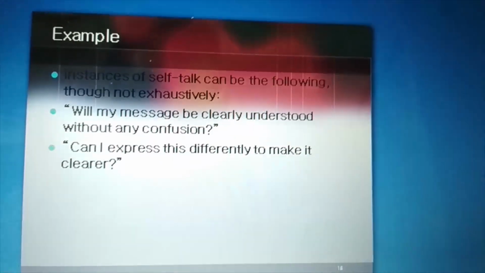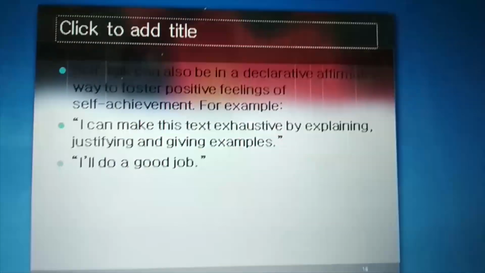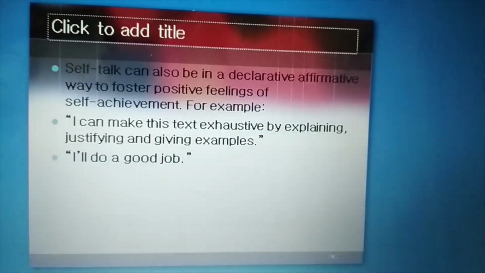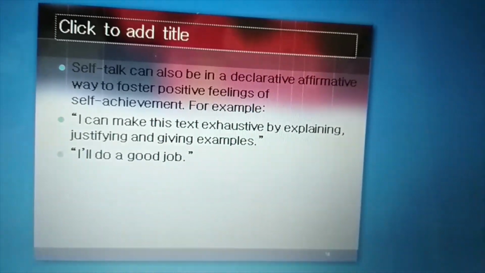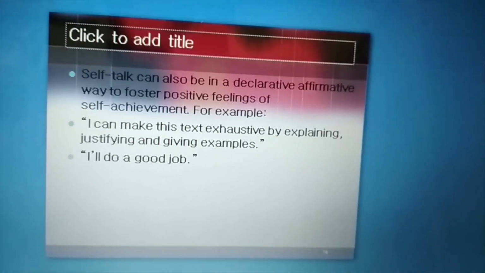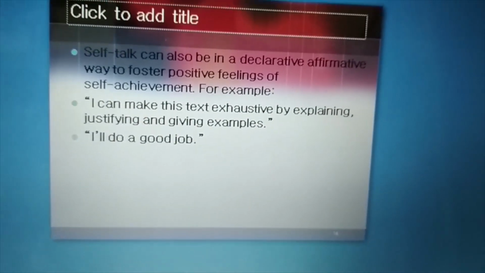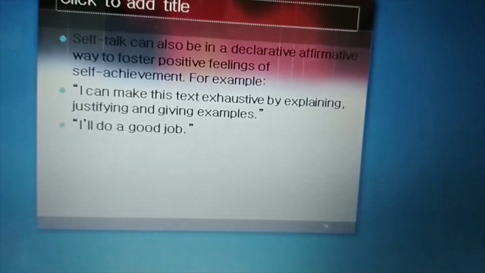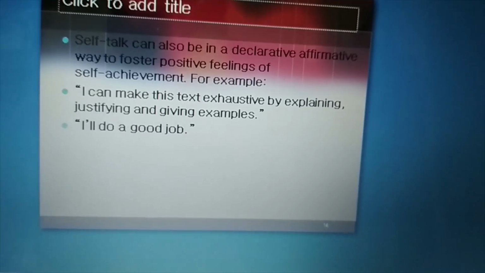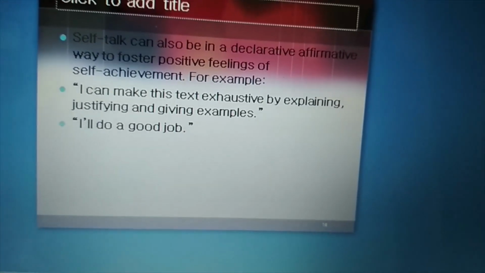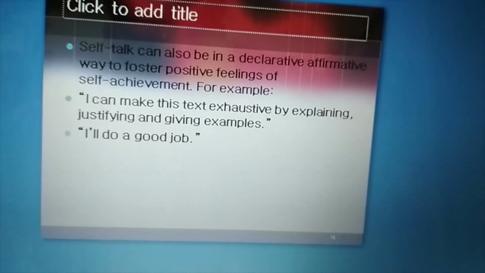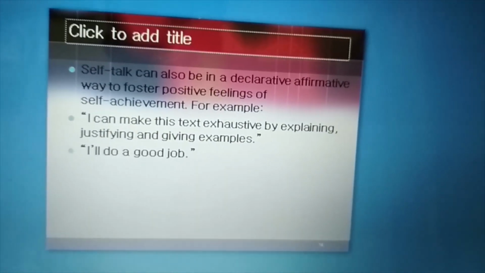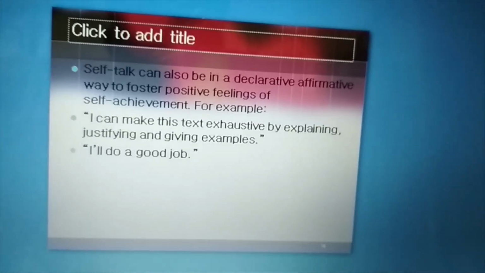Okay, and another example of self-talk. It is in declarative affirmative to foster positive feelings. For example, I can make this text exhaustive by explaining, justifying, and giving example. I will do a good job. Yeah, this is one of the declarative affirmative ways to foster positive feelings.